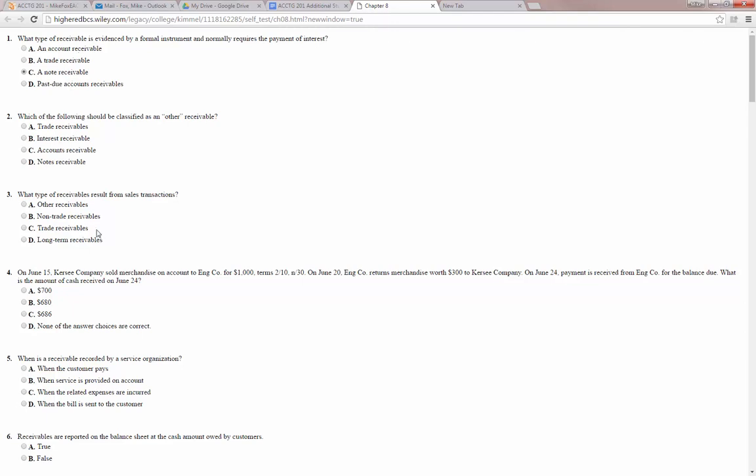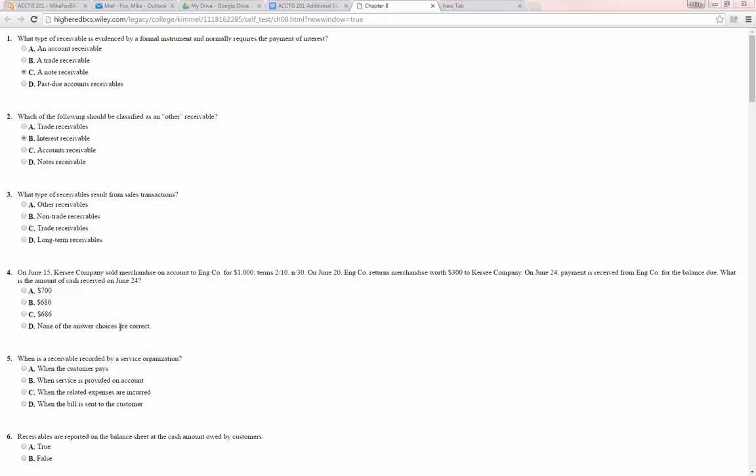So note receivable. Number 2, which of the following should be classified as an other receivable? And let's see, trade receivables, interest receivable, accounts receivable, or notes receivable. And that one is interest receivable because for most of us, we're not in the business of collecting interest as part of our operations. And so any collection of interest is an other revenue. And so interest receivable is going to be an other receivable.